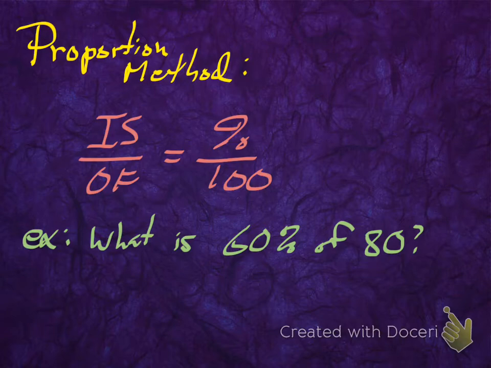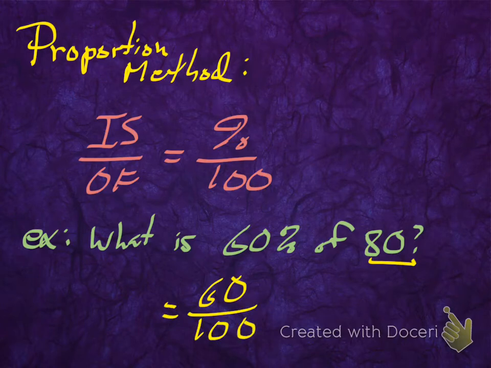And so what I'm going to do, since we're going to be doing 60% of 80, you can write that down. The of is clearly 80. Okay, that's what we're taking the percent of. And the percent is 60%. So the 60% always goes over 100. The percent always goes over 100. And in this case, we know the of is 80. And we're looking for the unknown, which goes on top where the is was.